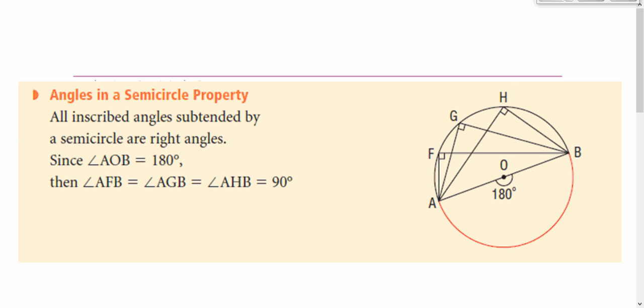Our last property, angles in a semicircle. So all inscribed angles subtended by the same semicircle, so if it is exactly half, are all right angles. So this is exactly 180 degrees, so we have right angle, right angle, right angle.